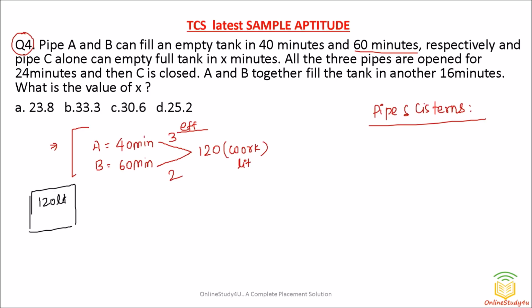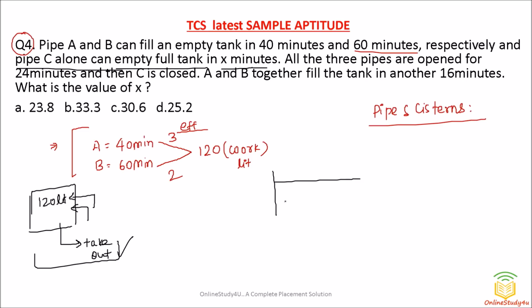Now pipe C alone can empty the full tank in X minutes. So friends, A will fill, B will fill the water, but C will take out the water. Okay, fine, no problem. All the 3 pipes are opened for 24 minutes. So pipe A, pipe B and pipe C are opened for 24 minutes.